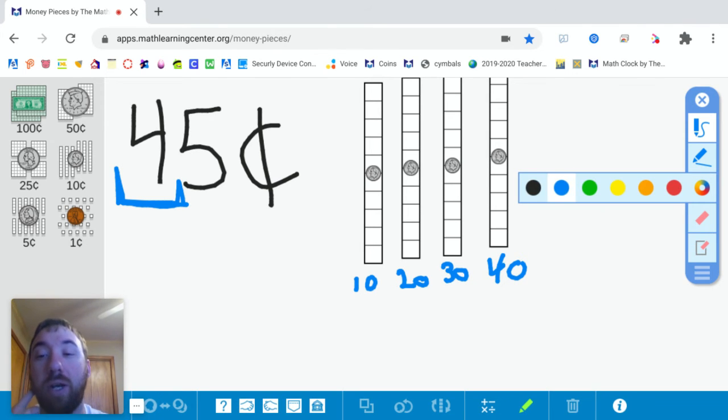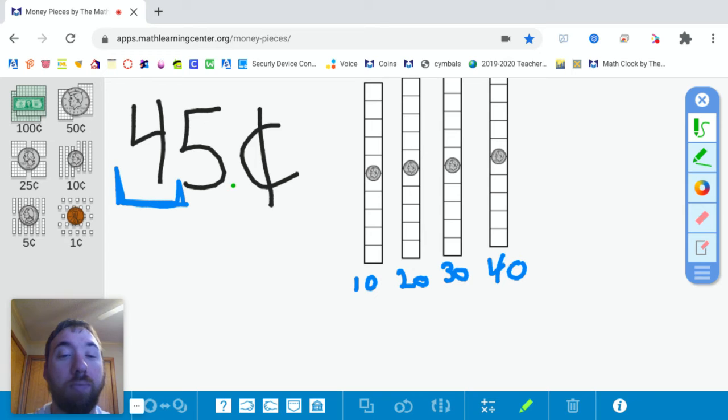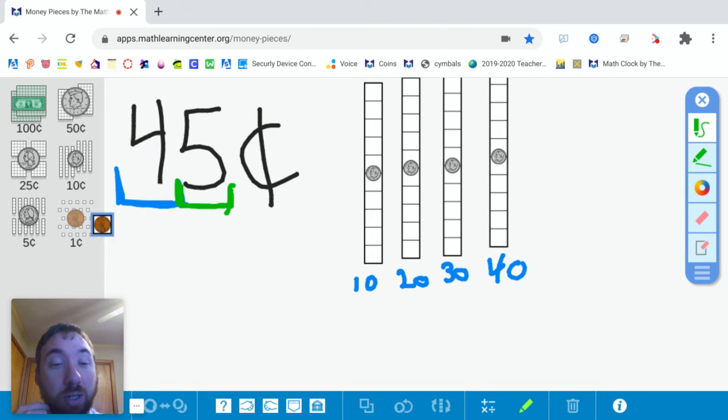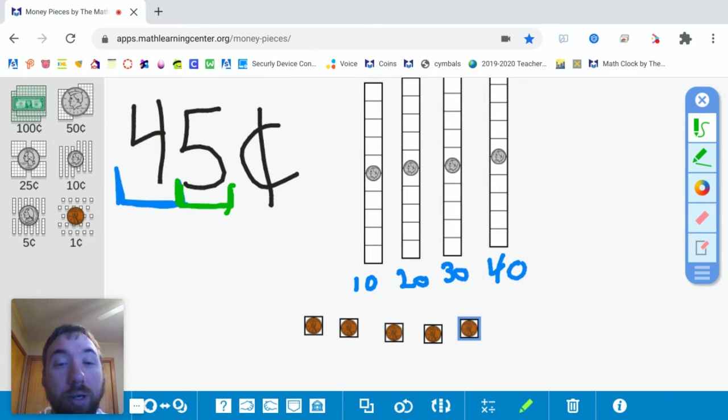Now, I'm going to use a different color. I'm going to look at my ones column. It's a 5. Now, for right now, we're just working with pennies. So this is the easy part. You just use pennies. Later, we'll have to think about pennies or nickels, but we're not doing that right now. We just need that many pennies. How many pennies? 5 pennies. So let's bring them over. 1, 2, 3, 4, 5 pennies.